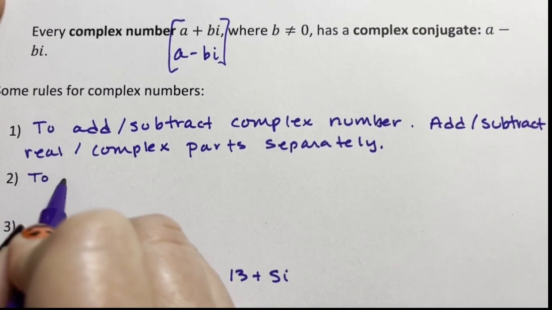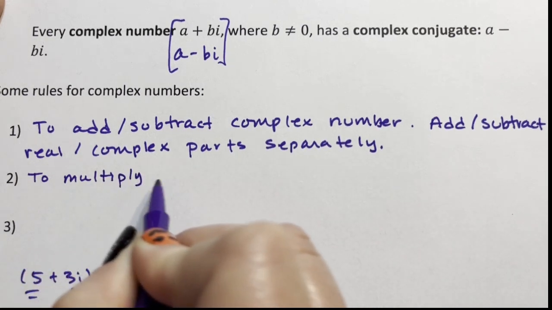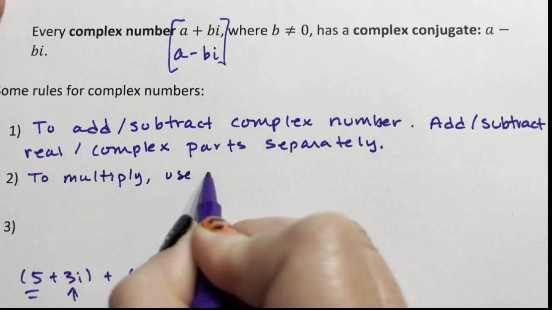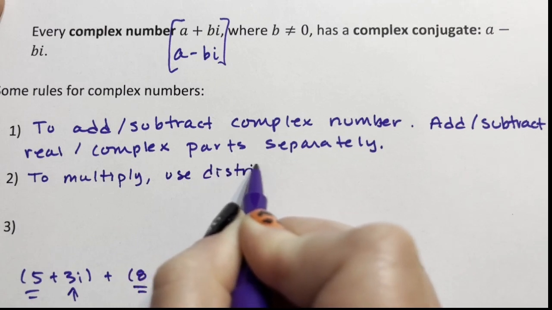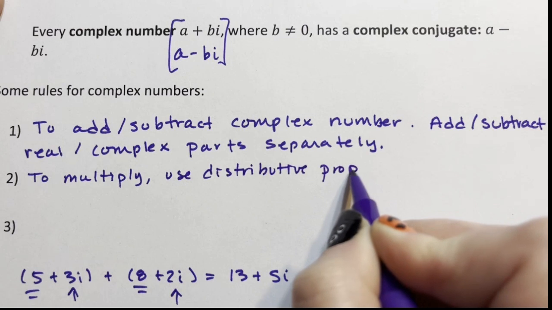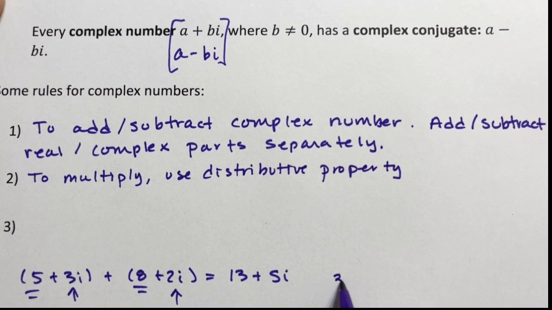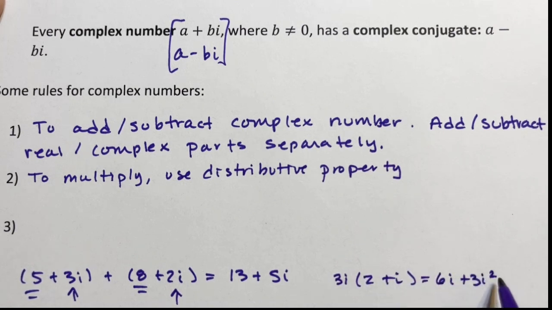To multiply, use the distributive property. So if I have 3i times 2 plus i, it's going to become 6i plus 3i squared. That, of course, is -1. So 6i plus 3 times -1, or 6i minus 3.